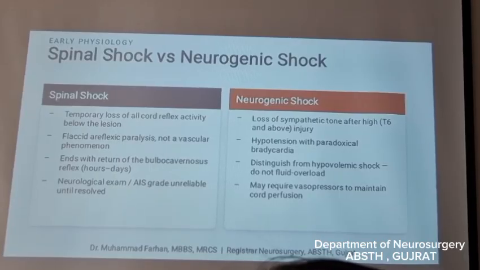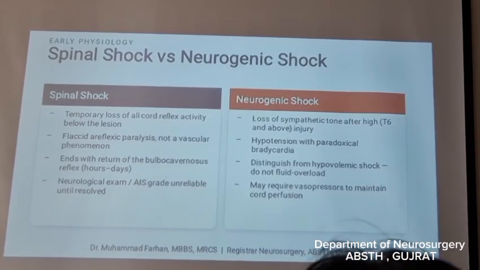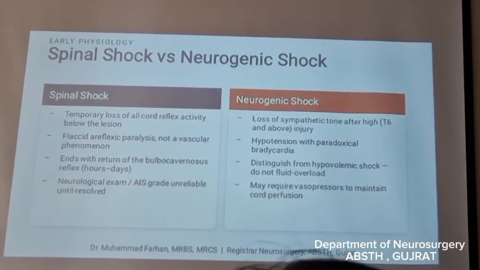it can lead to spasticity below the level of the lesion. Then neurogenic shock usually occurs due to the loss of the sympathetic tone after a high injury, usually T6 or above. If these levels are involved, then the sympathetic trunk can be injured, or there is disruption in the sympathetic stimulation, which can lead to the loss of the sympathetic tone to the vessels, leading to hypotension or vasodilatation and bradycardia. It is distinguished from hypovolemic shock in that in neurogenic shock bradycardia occurs, but in hypovolemic shock tachycardia can occur.